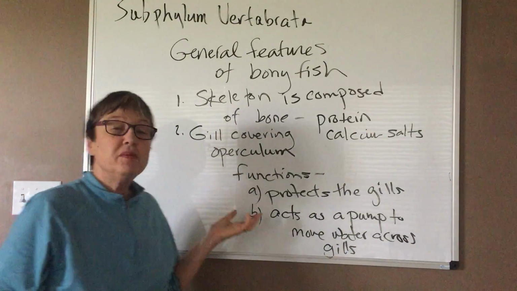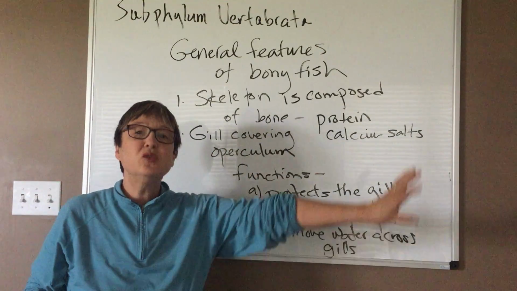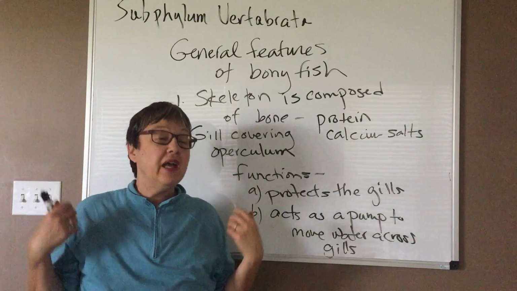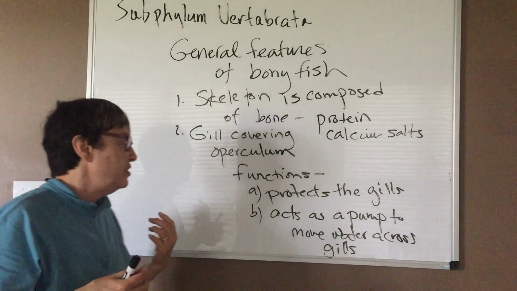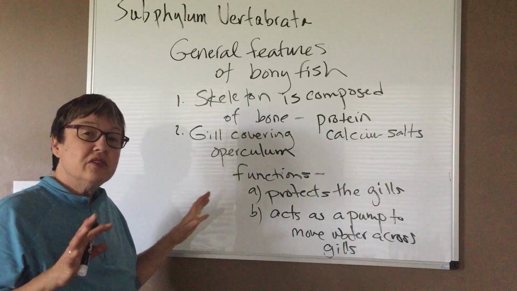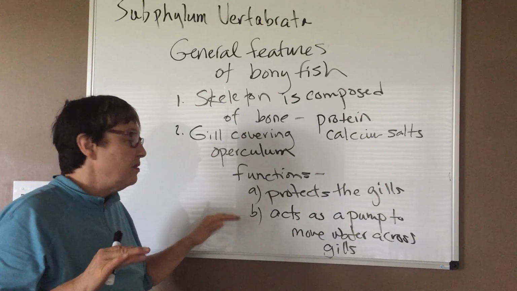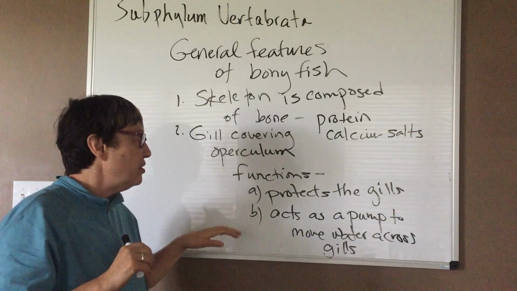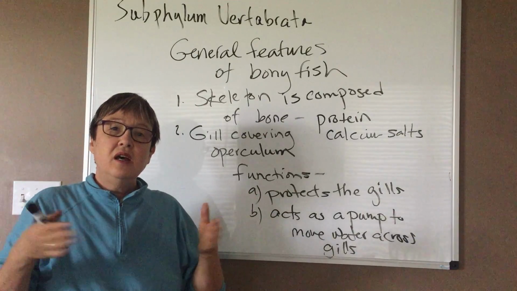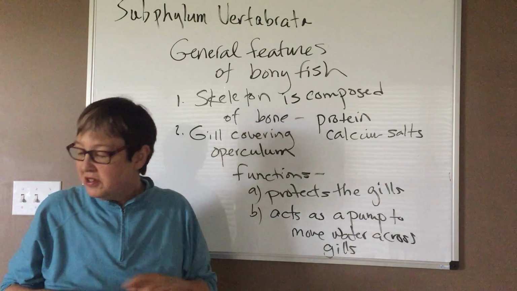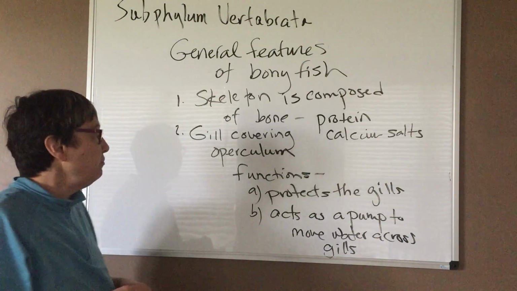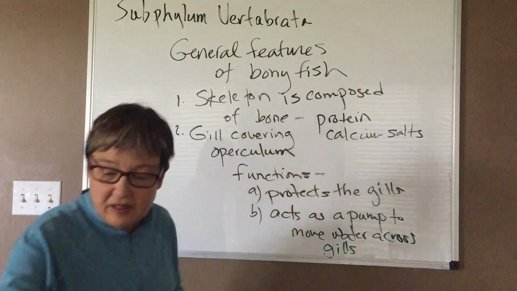So if you remember when we talked about the sharks, they have to continually swim through the water in order to get water to pass over their gills to extract oxygen. This group doesn't have to do that. Even if they're still maintaining the same position in the water column, they can use the operculum as a pump to move water across the gills, into the mouth and out through the gills. So that's an important advance.